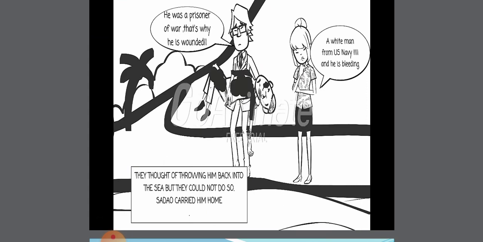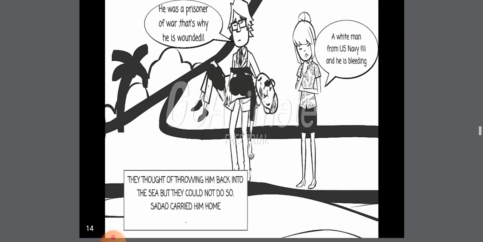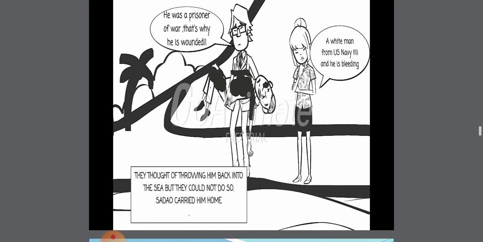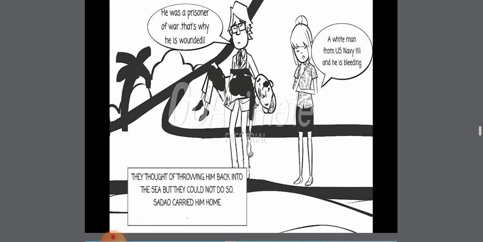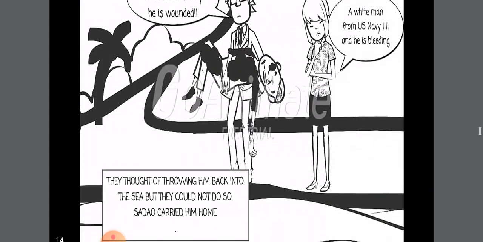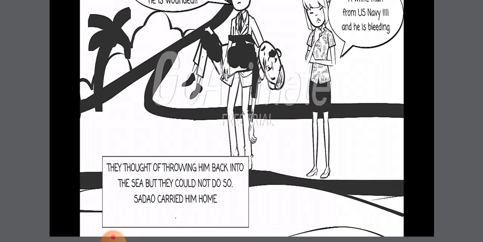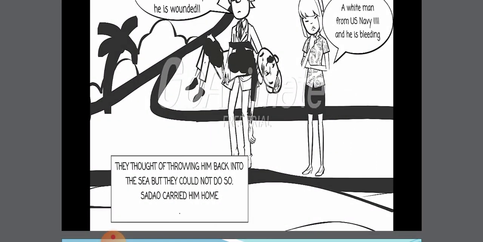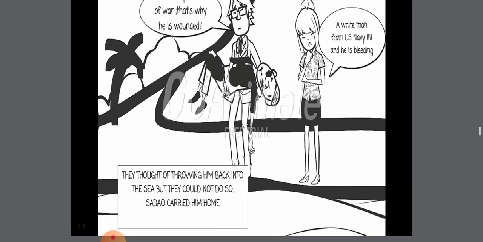Now one day they came across one American soldier staggering towards them. He was wounded. That's what we'll see. He was a prisoner of war, that's why he is wounded. Now Hana said, a white man from the US Navy, and he is bleeding. Now they thought of throwing him back into the sea, but they could not do so.